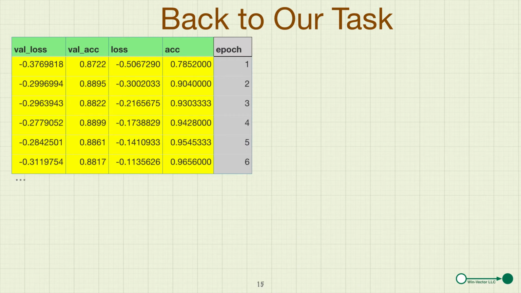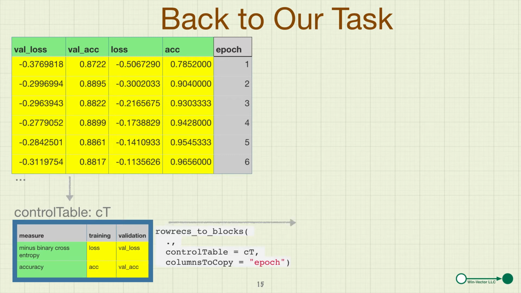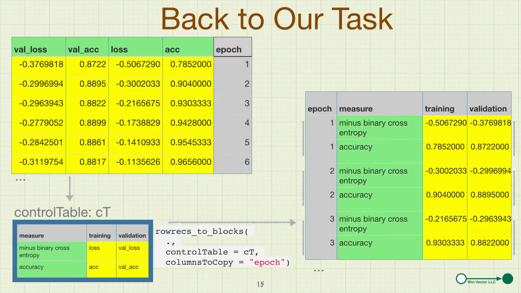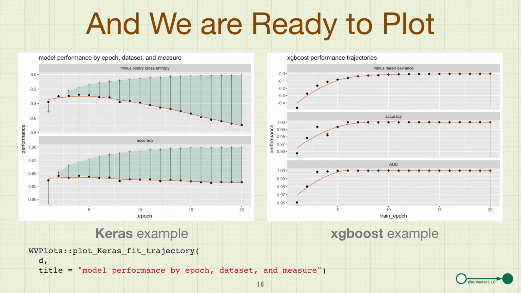Here's an extract of the data, 6 rows instead of 1. We build the control table, apply the rowrecs to blocks using the argument control table and columns to copy epoch, and that then produces, as we see an extract of, the data in exactly the right format for plotting. And then we're ready to plot.